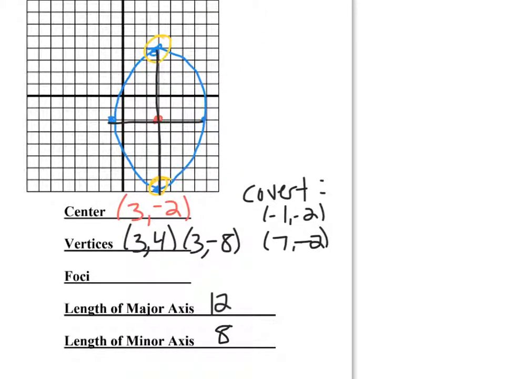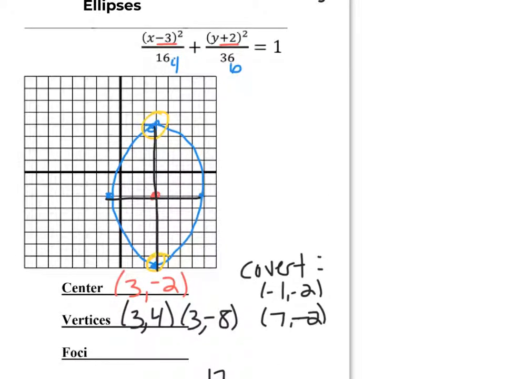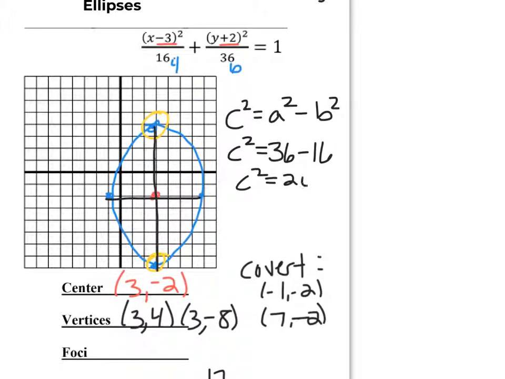So last piece of this puzzle was foci, okay? And you were given the formula that c squared equals a squared minus b squared, but some of you didn't use it. Quite sad. Okay. Then the next mistake is we want to always do the biggest minus the smallest here. So 36 minus 16. So c squared equals 20, and c equals the square root of 20.